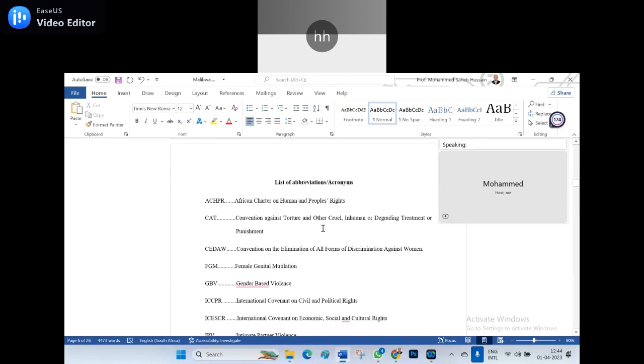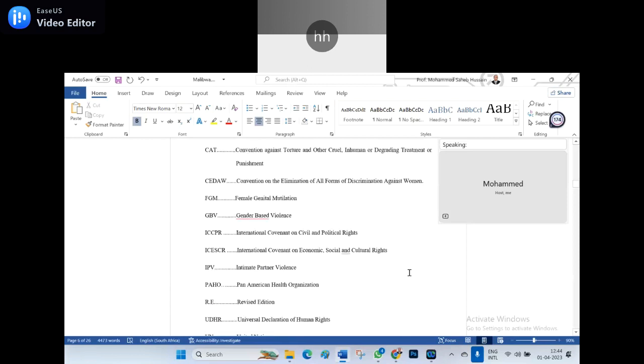List of abbreviations. Don't write acronyms, because the A of abbreviations should be a capital letter, because it is in the center of the page and it is a heading, hence all capital letters and bold. Abbreviation, enough; you need not write the plural form, because abbreviation consists of four types. Number one, initialism. Number two, acronym. Number three, shortening. Number four, contractions. Those are all called abbreviations.